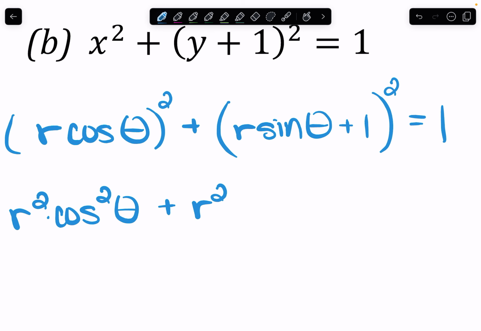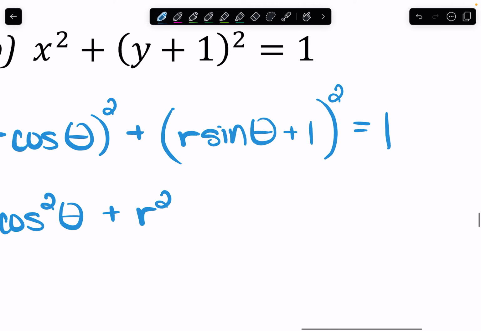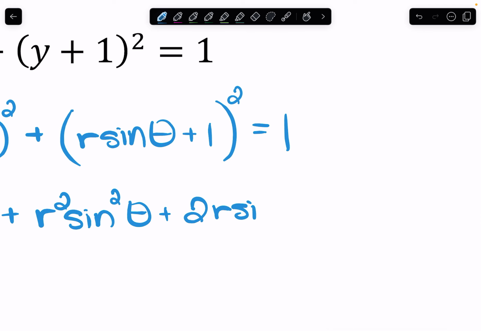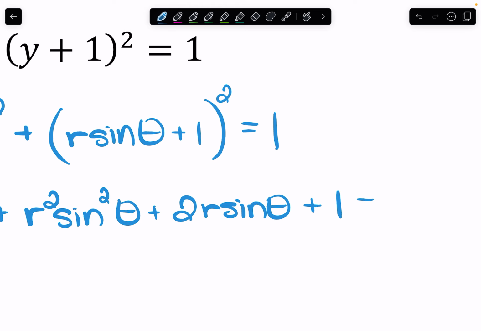So I'm not going to FOIL it out. You should be able to go off to the side and do that if necessary. So r squared sine squared theta plus 2r sine theta plus 1 equals 1.